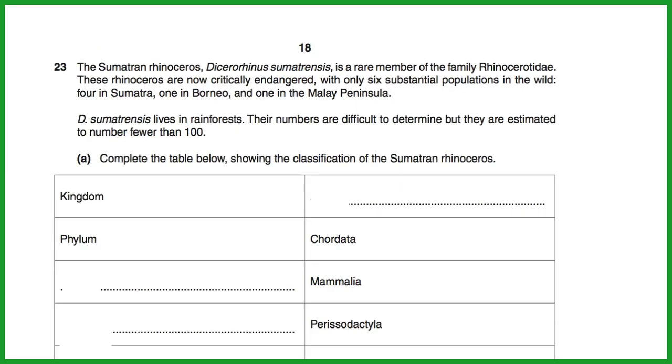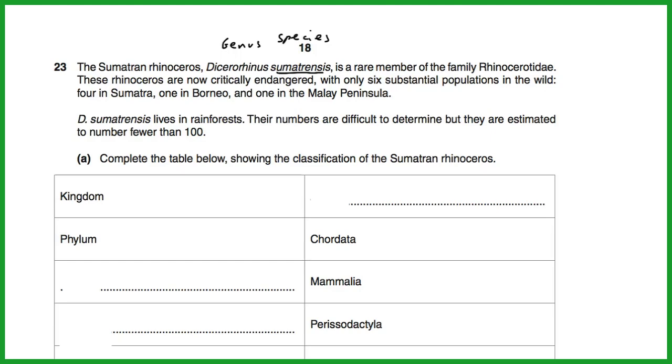So the Sumatran rhinoceros, which is Dicerorhinus sumatrensis, is a rare member of the family Rhinocerotidae. Right, that's enough of my appalling pronunciations. So they give you a binomial name. They give you the scientific name. And when you see this, you need to think, well, this is the genus, because it's got a capital letter, it's in italics, and then this, following it, is the species name. Just like Homo sapiens, Homo, remember, is the genus, sapiens are the species.